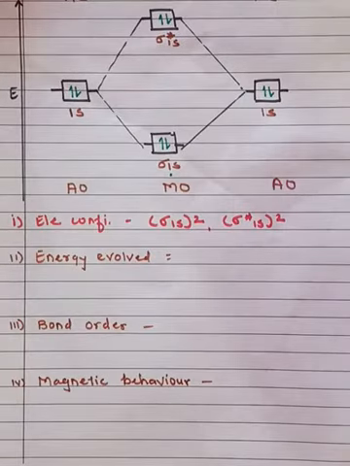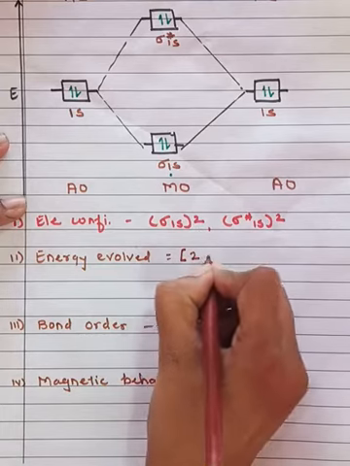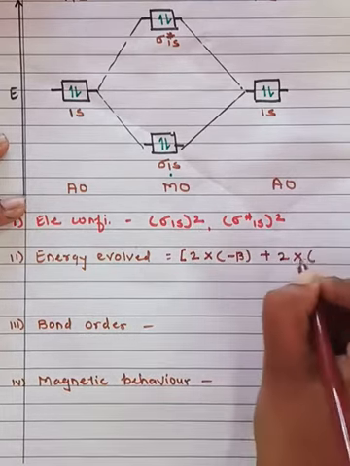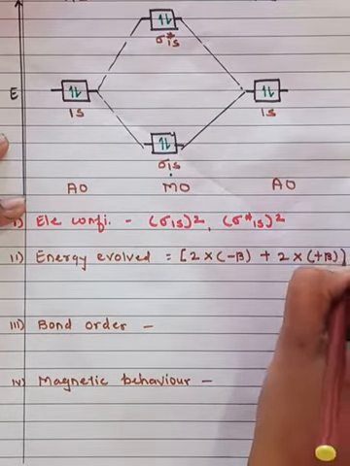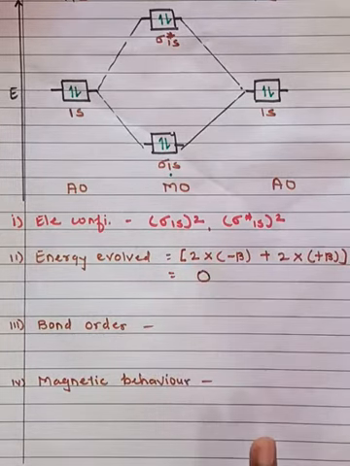The second factor that we have to find out is the energy evolve, the stabilization energy. We know the formula: energy evolve is equal to number of electrons in BMO into minus beta plus number of electrons in ABMO into plus beta. So this becomes 2 into minus beta plus 2 into plus beta. So this value is total 0. As the stabilization energy is 0, the molecule is not stable at all, right?